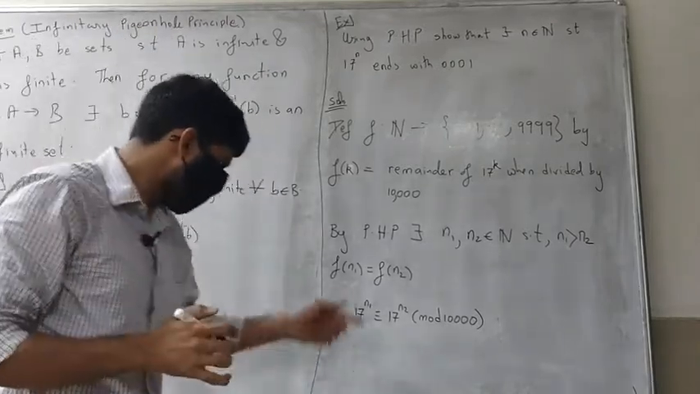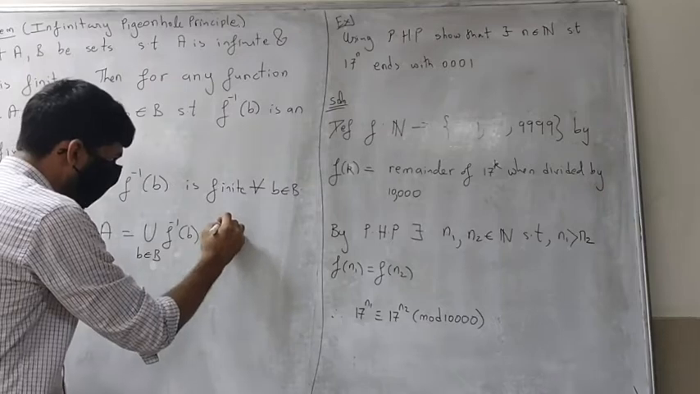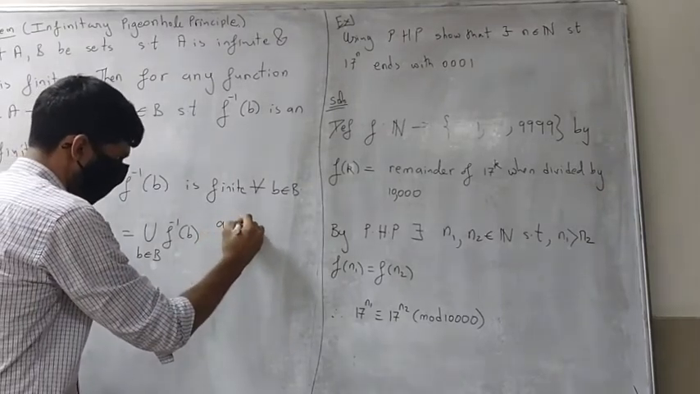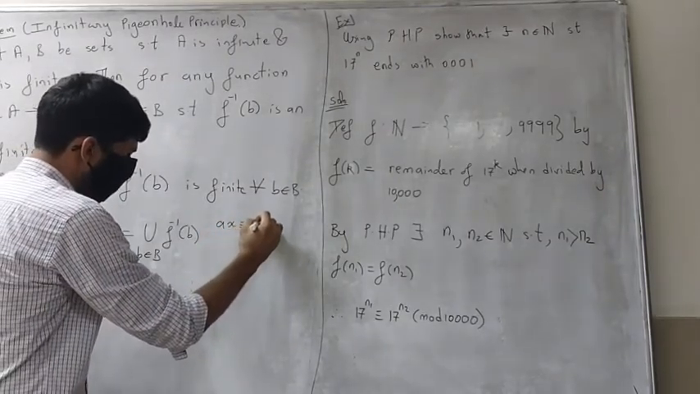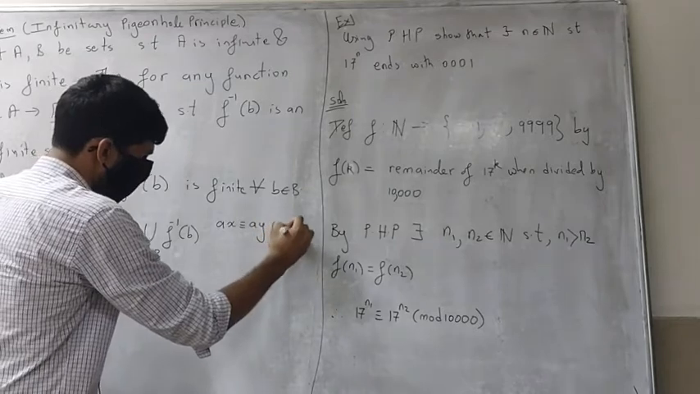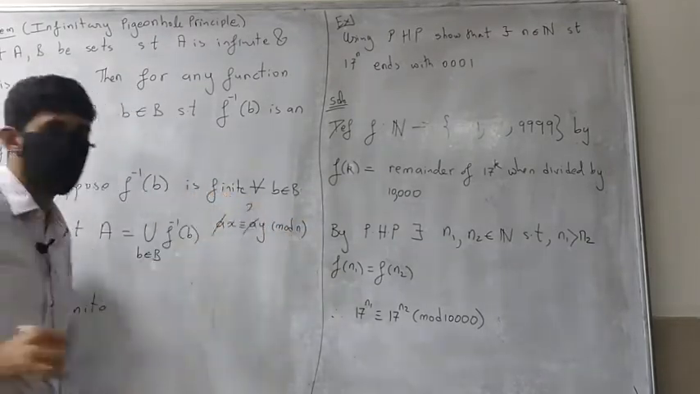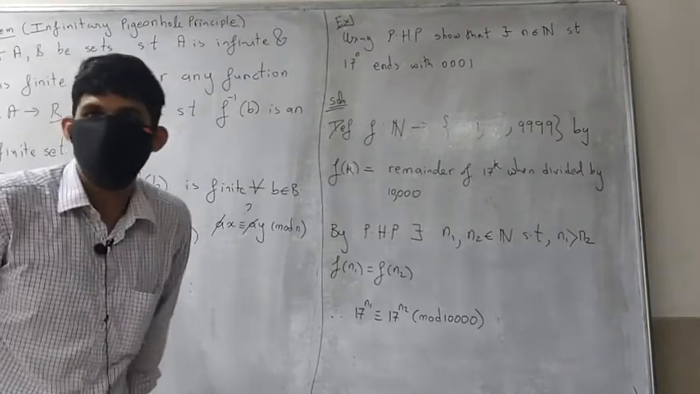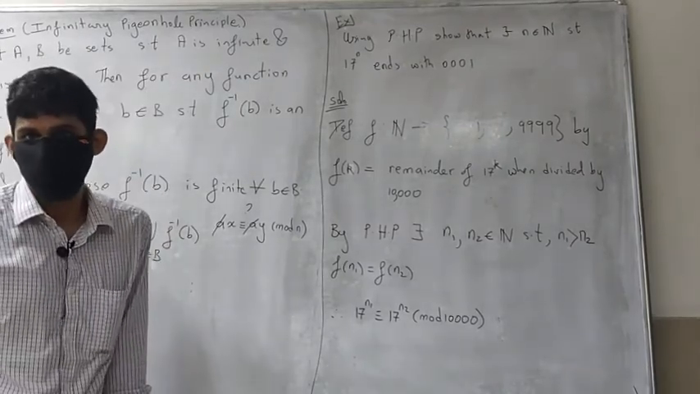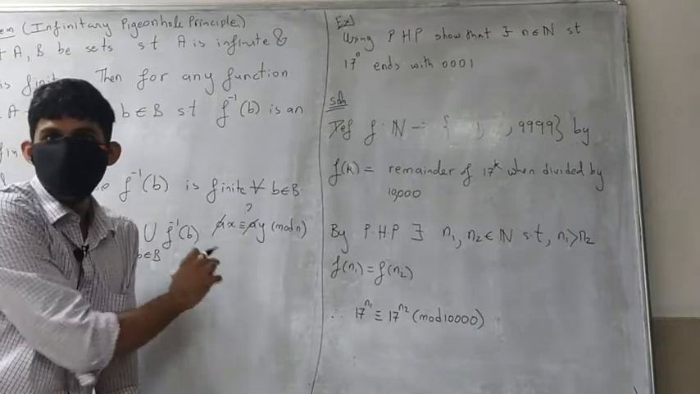Now, here is where you need to know something. If I have Ax is congruent to Ay modulo n, when can I cancel these A's? When can I cancel these A's?